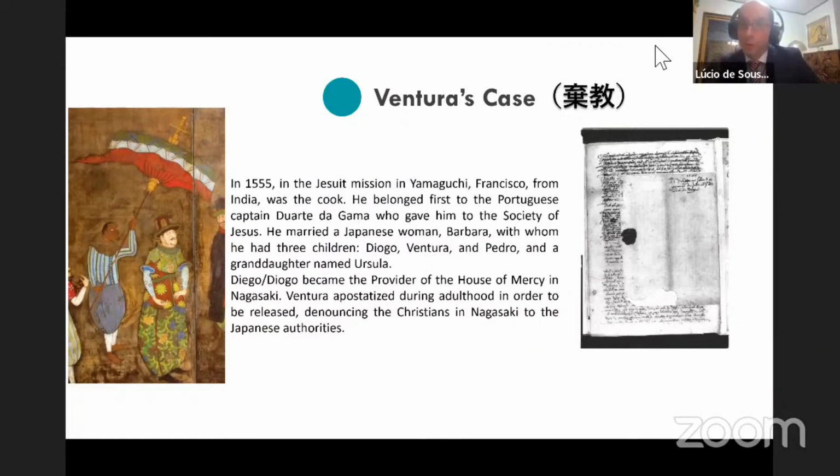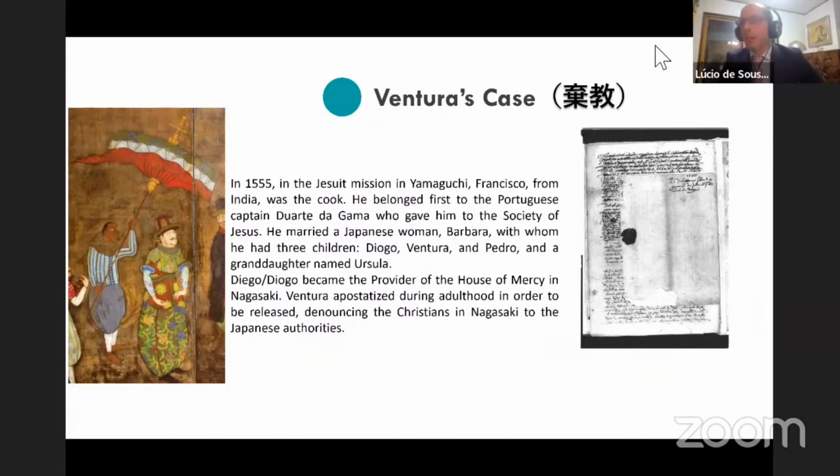We know that he belonged to a Portuguese called Duarte da Gama, so family from the famous assassin Vasco da Gama. So he basically gave Francisco to the Society of Jesus, and Francisco married a Japanese woman. Her name was Barbara, and they had 3 children. One was Diogo, Ventura, Pedro, and we also have the name of a granddaughter, Ursula.